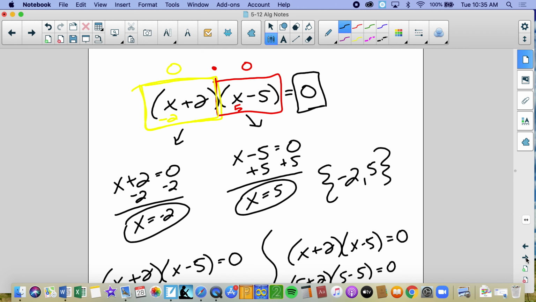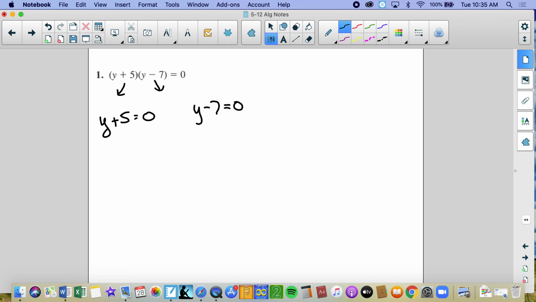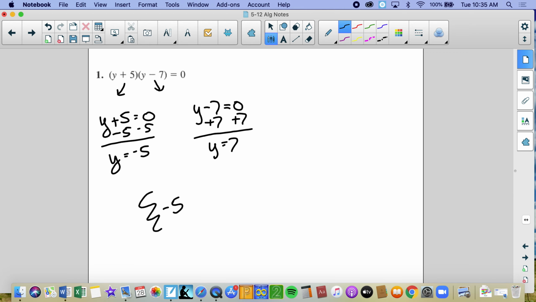So let's take this at a very basic level. Let's start with one of these problems. So here is a problem, and we have the quantity y plus 5 times the quantity y minus 7 equals 0. All right, so what we're going to do is separate each one and set it equal to 0, and then solve for it. Minus 5, y equals negative 5. Add 7, y equals 7. So when y is equal to negative 5 or 7, we know that those are the solutions to that. And it's as easy as that.